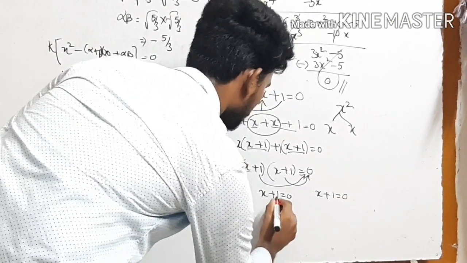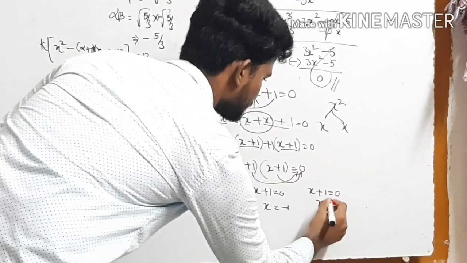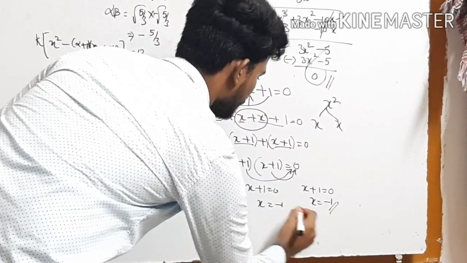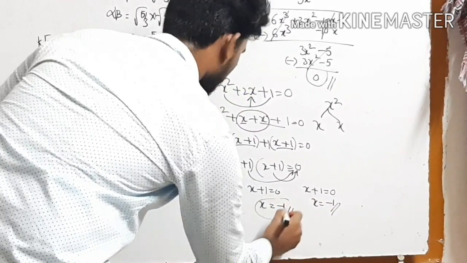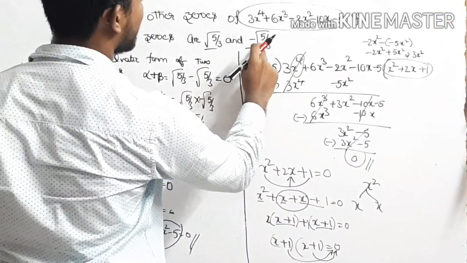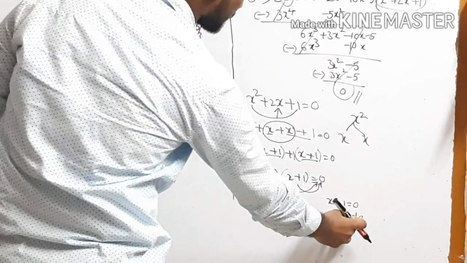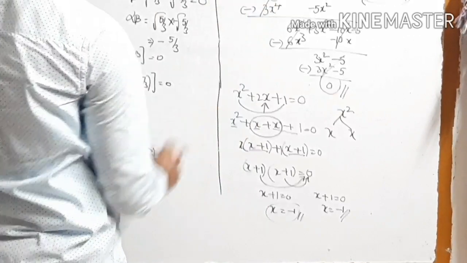Here x equals plus 1 goes to that side and becomes −1. Here x + 1 goes to that side, −1. These are the two roots. And the four roots are √5/3 and −√5/3, and the other roots are −1 and −1, which are the roots of this equation.